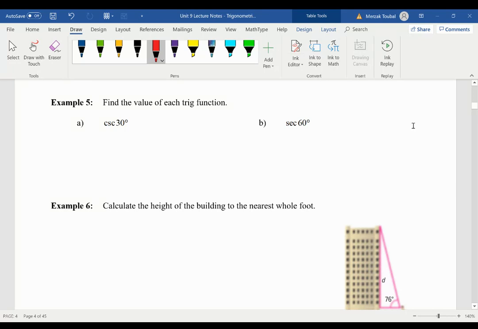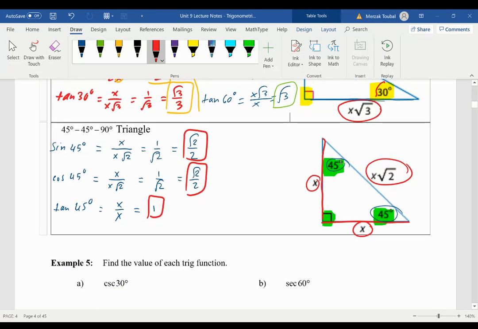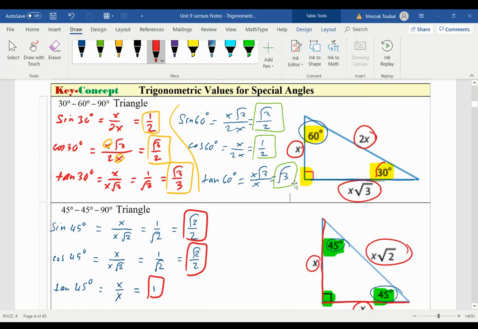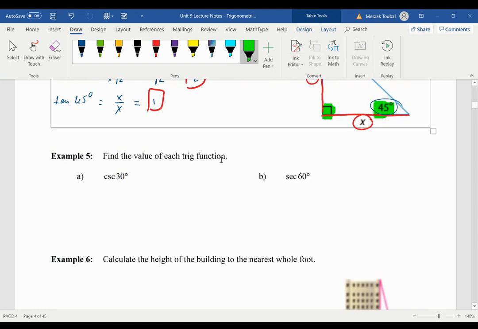Here's a practice question. What is cosecant of 30 degrees? If we go back to what we just did, we know that cosecant is the reciprocal of sine. And we found that sine of 30 degrees is 1/2. And the reciprocal of 1/2 is 2. So cosecant of 30 degrees is 2 over 1, which is simply 2. And of course, we got this from the table above.